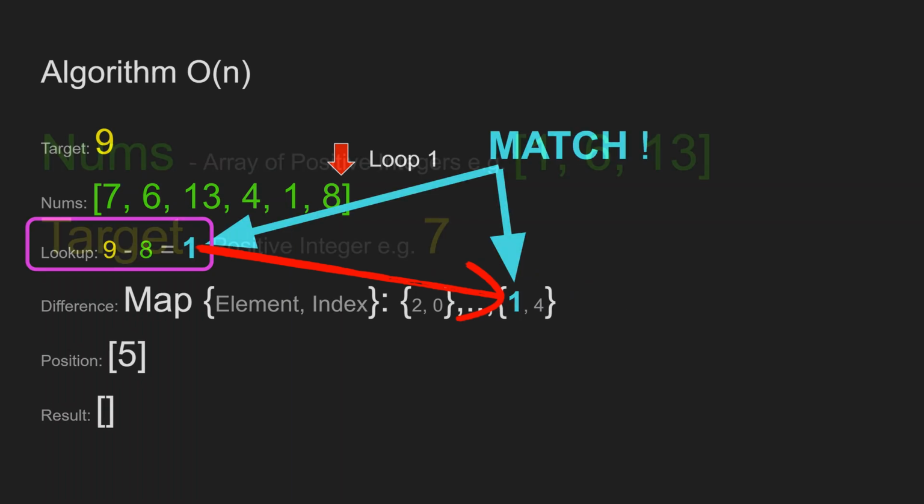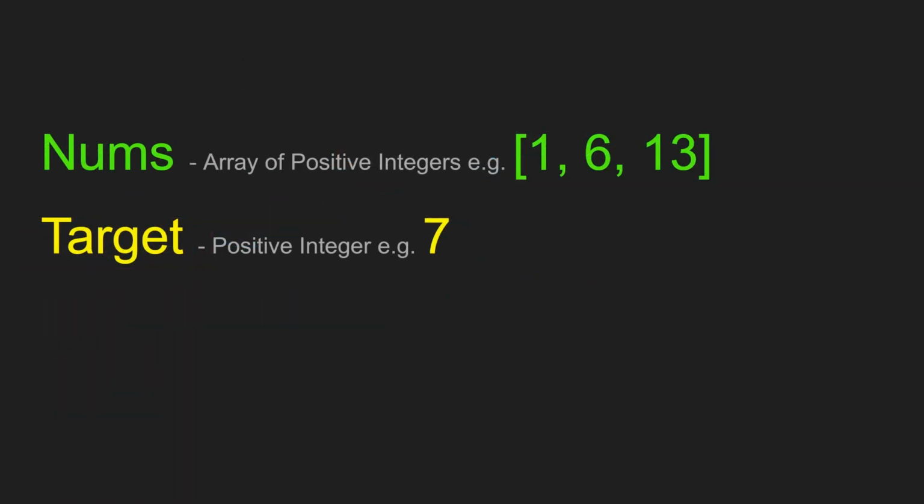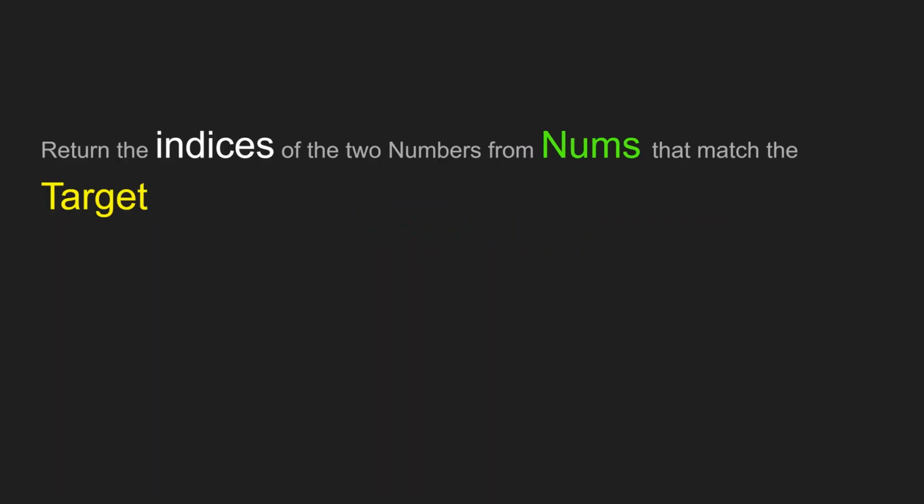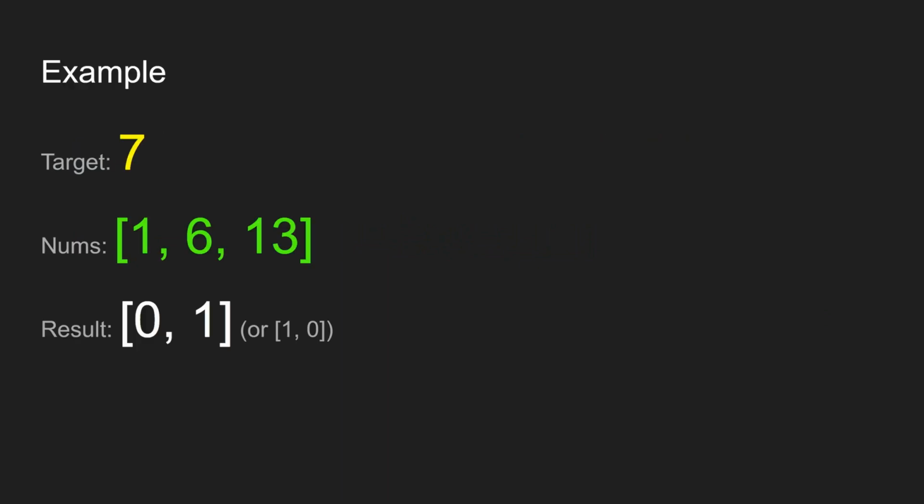For the TwoSum problem, we're given a target, which is a positive integer, and an array of positive integers, which is nums. The goal is to return the indices of the two numbers from nums that add up to the target. Here is an example. We have a target of 7 and we have an array of nums which is 1, 6 and 13. The result should be 0 and 1 or 1 and 0. 1 and 6 add up to 7, so we're going to return their indices which are respectively 0 and 1.